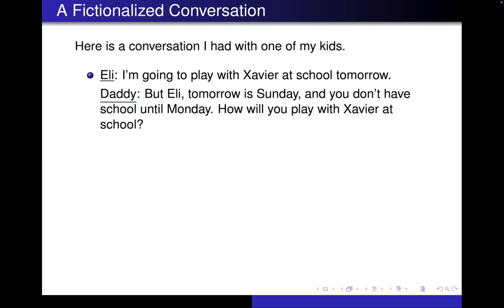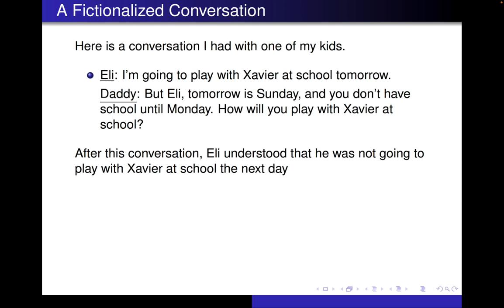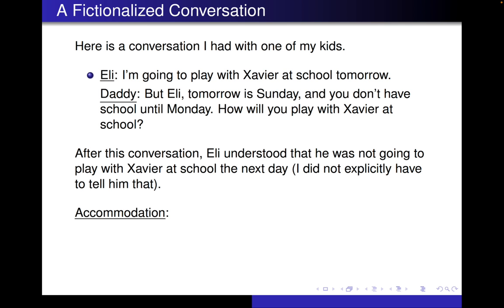And once I said that, he just sort of looked at me for a while, and then it's like, oh yeah, of course, I'm not going to be able to play with Xavier at school. Right at that point of the conversation, Eli understood that he was not going to play with Xavier at school the next day. And the important part here is I did not explicitly have to tell him that. He figured it out. Not because he's some kind of genius, but because the logic sort of led him there.